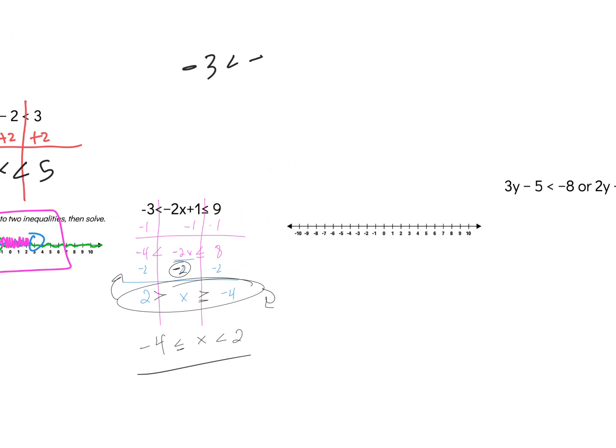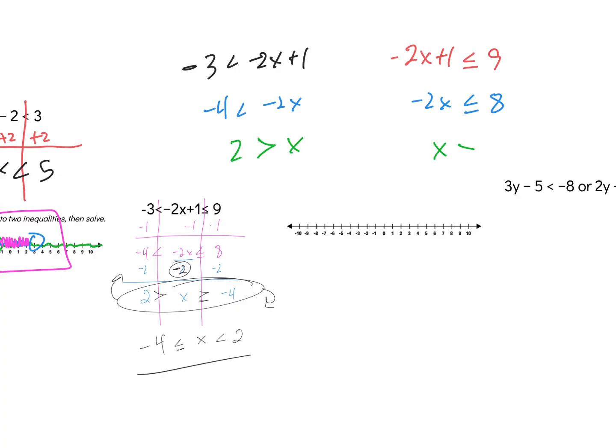Cool, let's break them up. So there's the left one. Here's the right one, and now let's solve. So subtract 1. And same thing, subtract 1. Divide by negative 2. Divide by negative 2. Let's see. Did I do all that right?